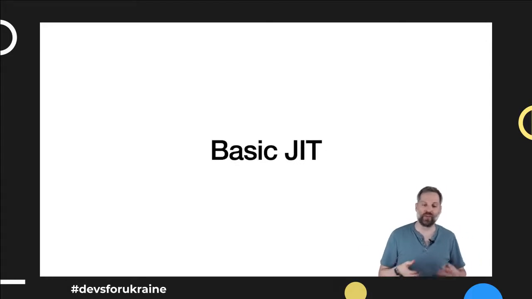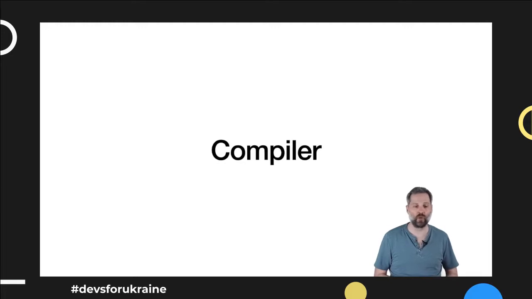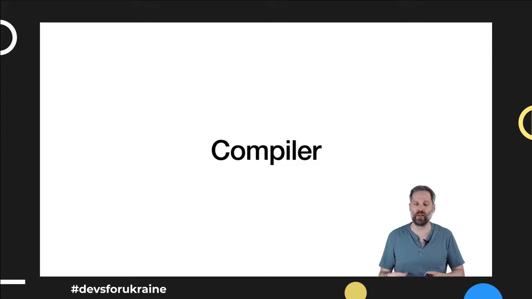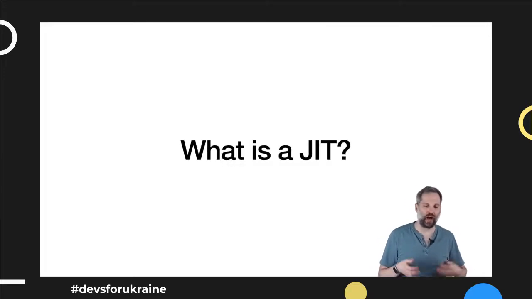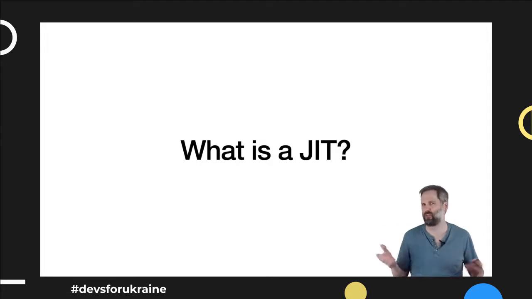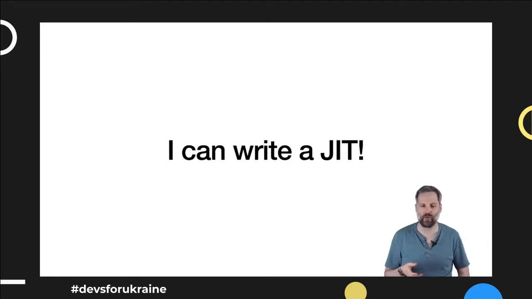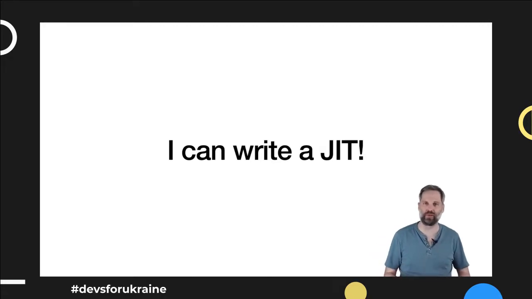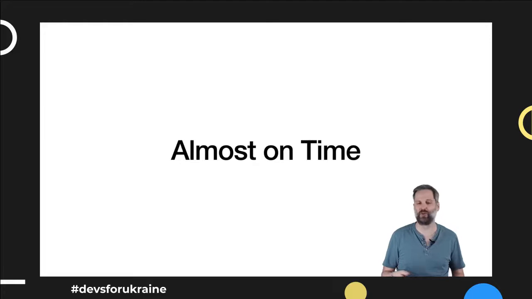We were able to write a basic JIT that just assembled very simple instructions and returned a number. And finally, we were able to write a very simple compiler which would take regular Ruby code as input and produce machine code as output. So I really, really hope that by the end of watching this, everybody who was thinking, what is a JIT, I'm not sure what this thing is, has gone to, I can write a JIT. And even if you don't write a complete JIT, at least you'll still be almost on time.